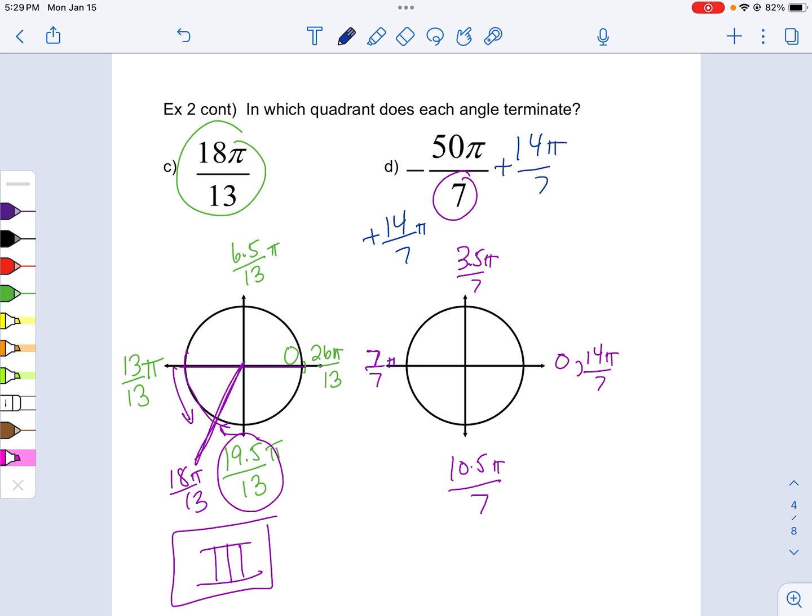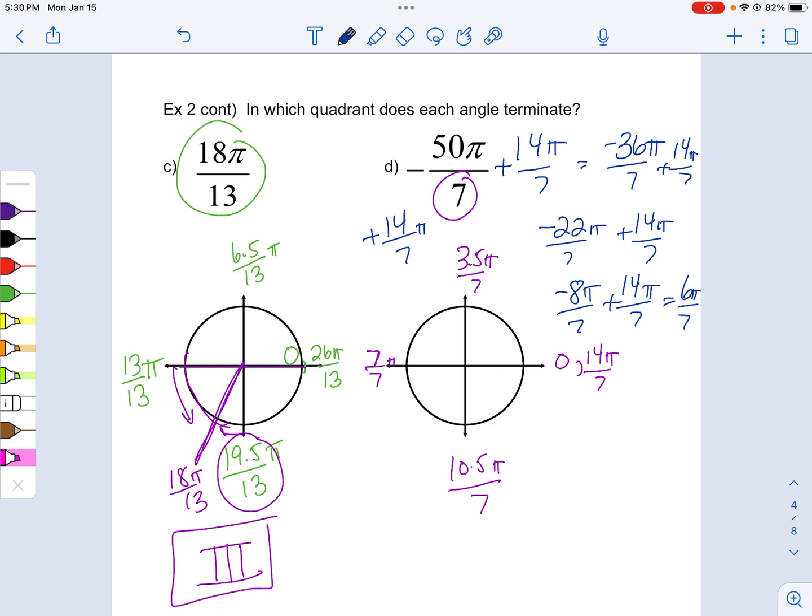So if I take negative 50 and I add 14 pi over 7, that gives me negative 36 pi over 7. If I add another 14 pi over 7, that gives me negative 22 pi over 7. If I add another 14 pi over 7, that gives me negative 8 pi over 7. And I'm thinking you can tell that we're almost there. If I add another 14 pi over 7, that gives me 6 pi over 7.